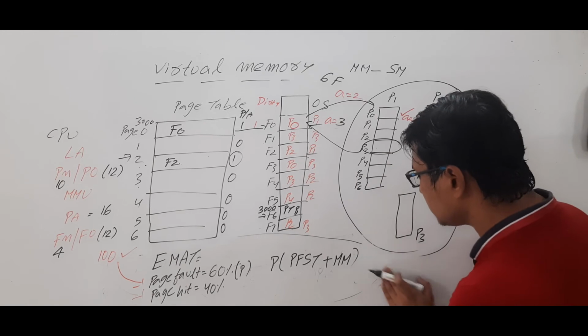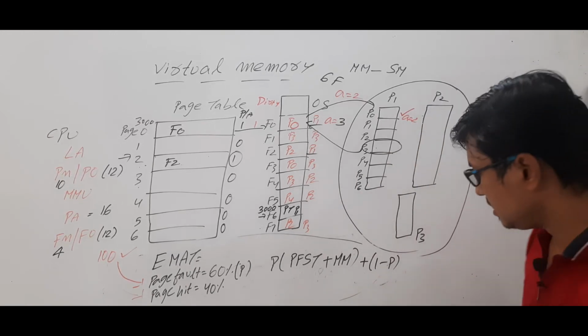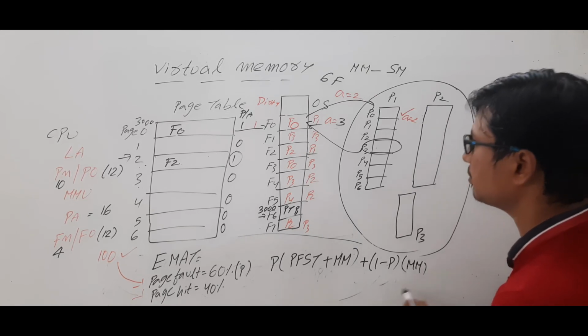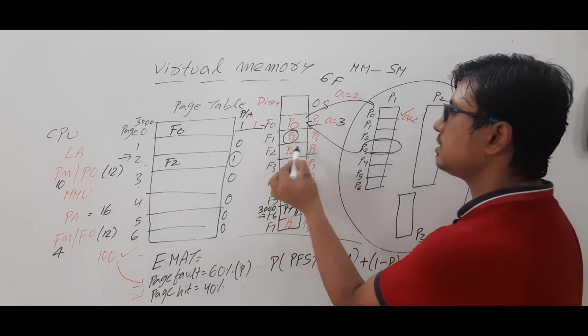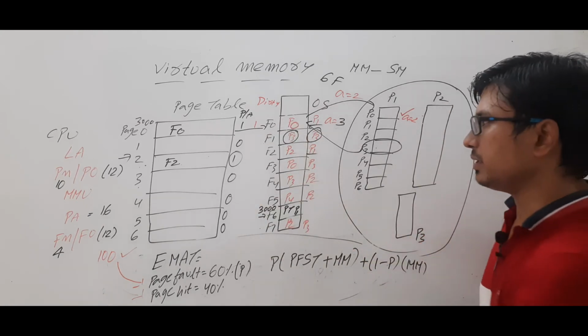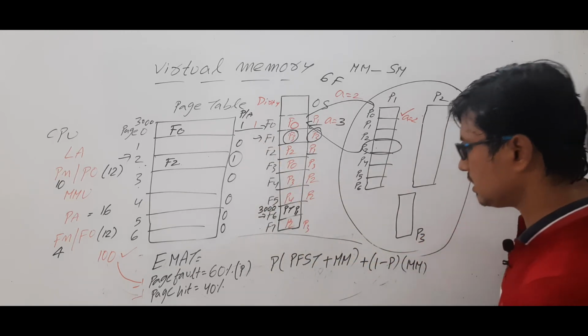If there is not a page fault, meaning is that 1 minus P will be the page hit. If this is a page hit, then main memory access time only will be taken, because if the particular page number 3 of process P3 the CPU is requesting, it is available in the main memory, then directly you will access from the main memory. Is it clear? So that is about this formula.